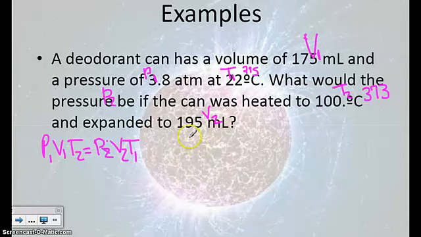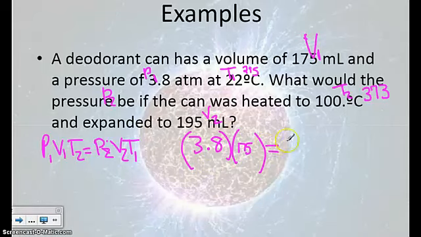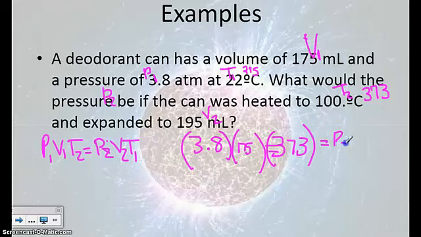All right, so P1 was 3.8. V1's 175. P1, V1, T2. Got T2. That's 373. Doesn't it look great? All right. Equals P2, which is what we don't know, times V2, which is 195, times T1, which is 295.